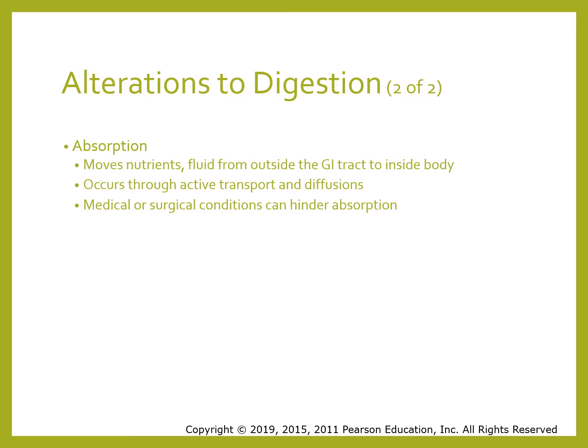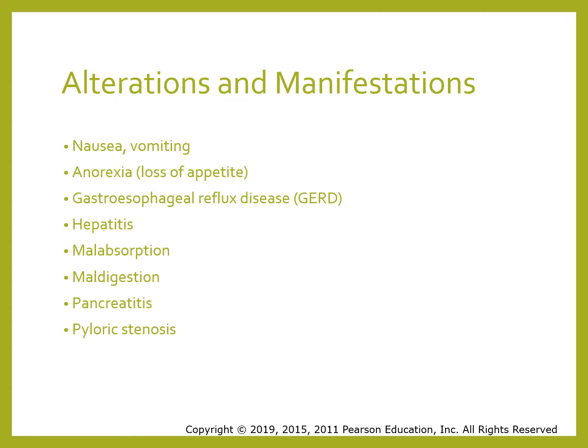Various medical or surgical conditions can affect absorption of nutrients, resulting in malabsorption, and then our body can't function because they don't have enough. Some of the disorders are pernicious anemia, lactose intolerance, celiac disease, Crohn's disease, acute and chronic pancreatitis, and liver failure. All of these can affect absorption.